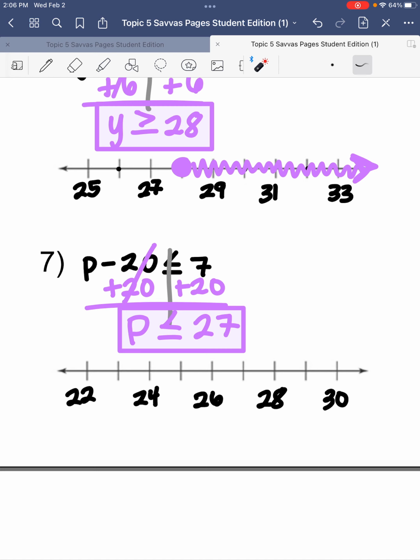It'll be right there. Now, what kind of circle do I need at 27? I need a closed circle. How do I know? There's a line underneath my inequality sign. So I'm going to draw my circle and fill it in.